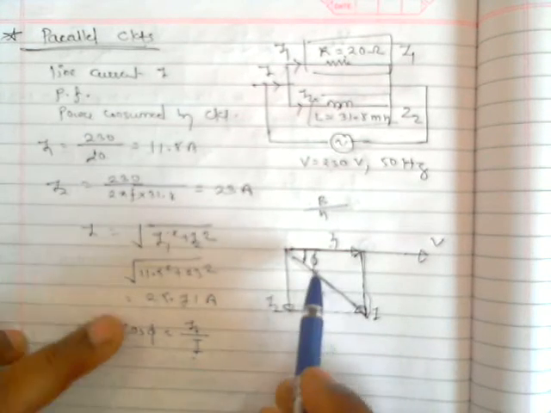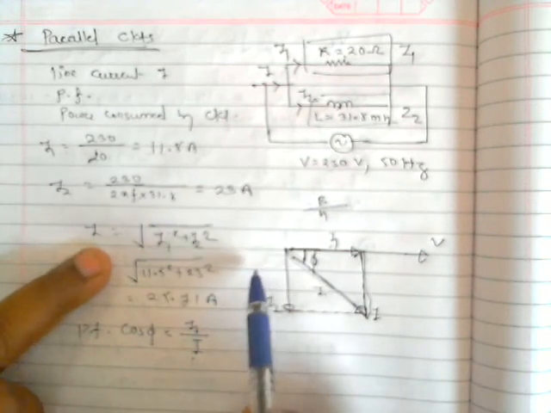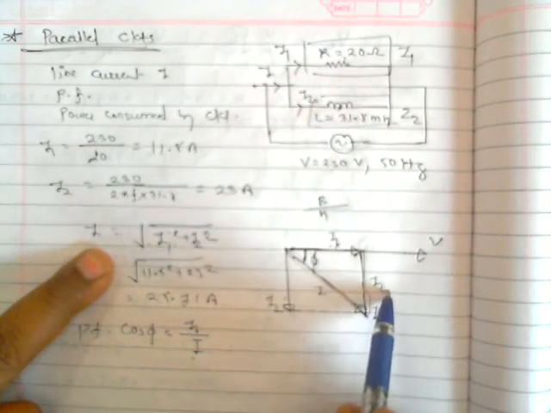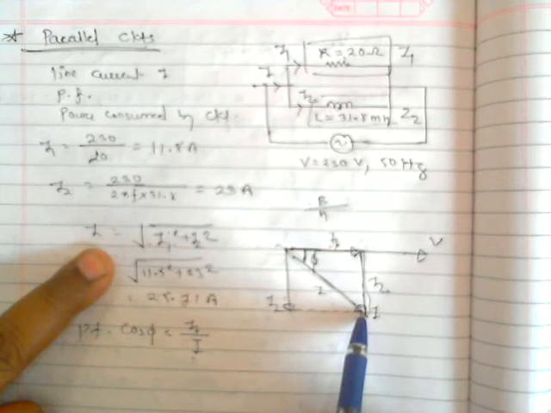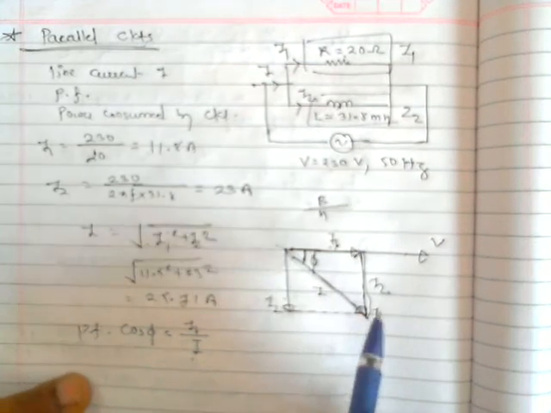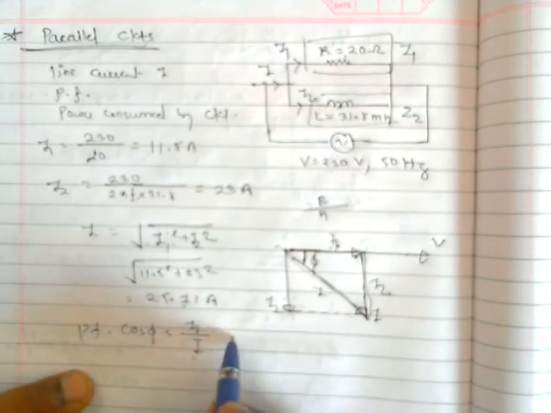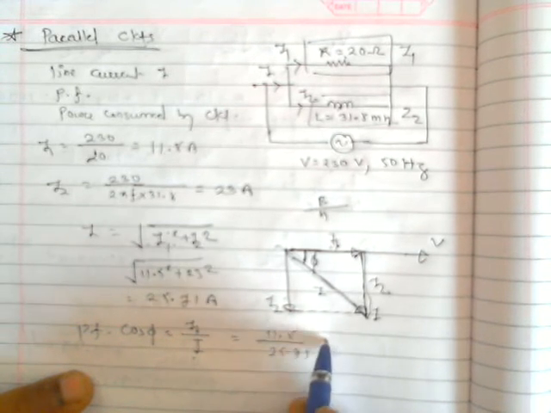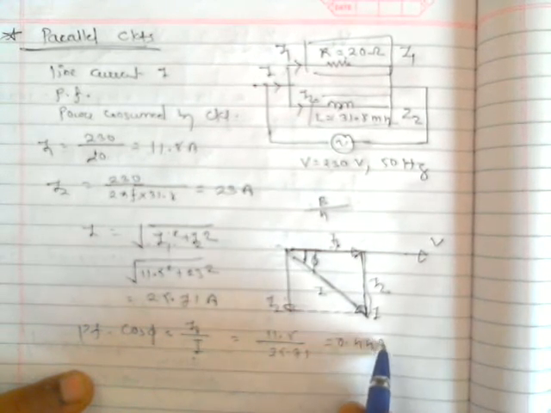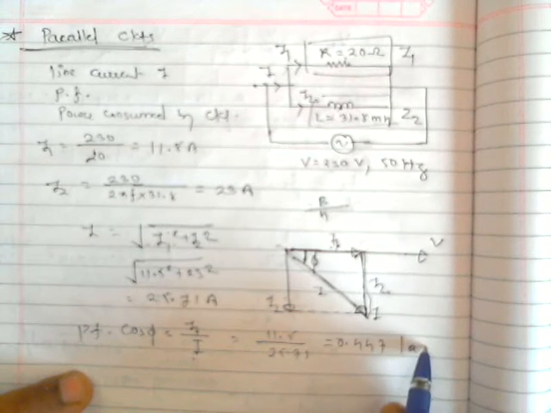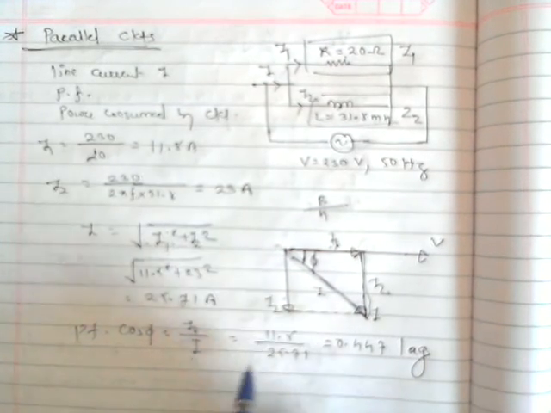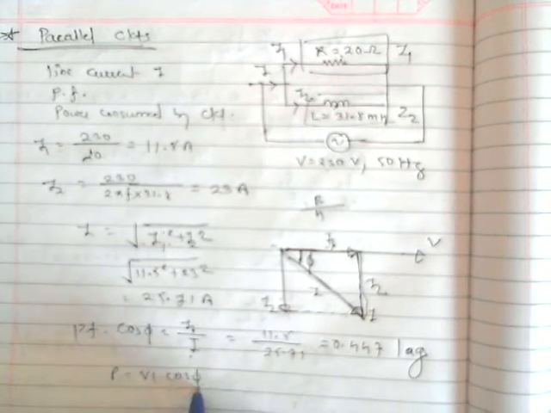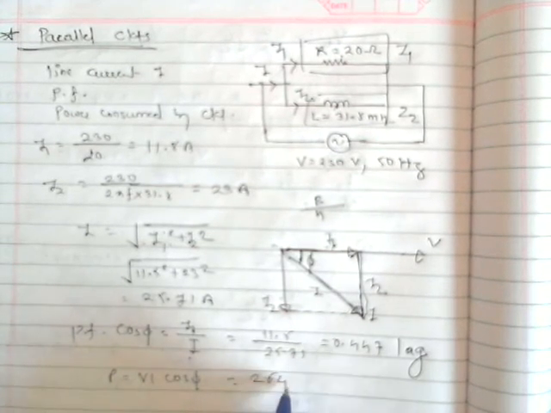From this only, main current I can be calculated as I1 square plus I2 square equal to I square, by Pythagoras. So power factor we can calculate as 11.5 by 25.71, which will come as 0.447, and it is lagging because the circuit is inductive. Power consumed is V I cos phi, so it is 2643 watt.